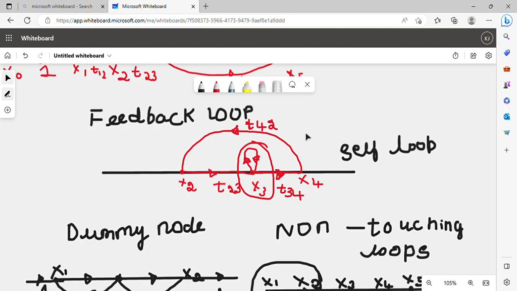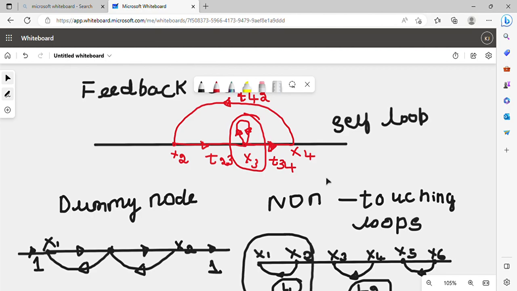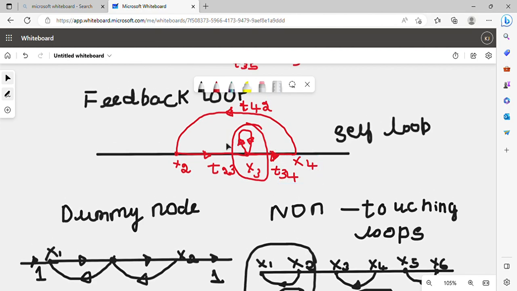So here it should originate from a particular node, that is x2. It should terminate at the same node, that is x2. It should travel through one or more nodes, that is x3 and x4, and it should not trace x3 and x4 twice. Yes. And what is my self loop? A self loop is a feedback loop consisting of only one node. So that is what I call a self loop, and x3 is my self loop.